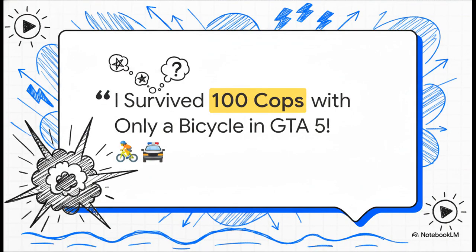You know, virality isn't just some happy accident. It always starts with a meticulously calculated premise. Just think about the phrasing here. I survived 100 cops with only a bicycle in GTA 5, complete with a bicycle and a police car emoji. This establishes such an extreme, absurd contrast. You have this mere, fragile bicycle matched up against the entire militarized police force of a fictional city. It's the ultimate underdog story compressed into a single sentence, and it is the absolute perfect bait for an audience.